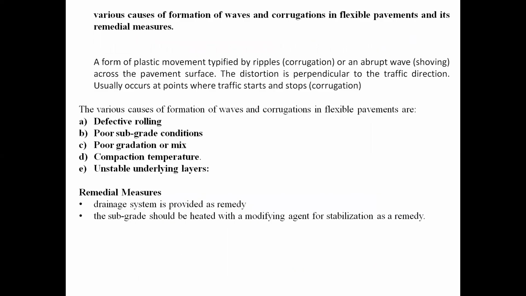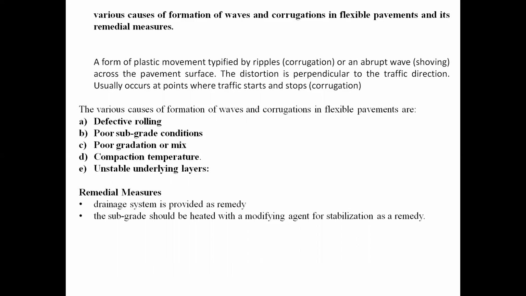Now, we'll move on to the next concept, that is, what are the various causes of formation of waves and corrugation in flexible pavements and its remedial measures. Waves and corrugations are nothing but transverse undulations that appear at regular intervals due to the unstable surface course caused by stop and go traffic. A form of plastic movement typified by ripples, that is corrugation, or an abrupt wave showing across the pavement surface.